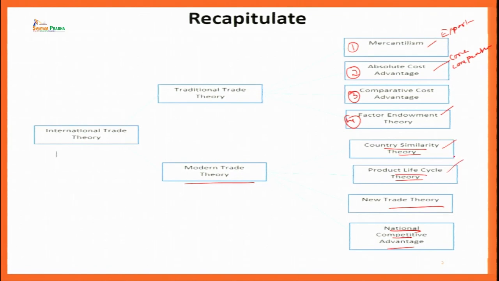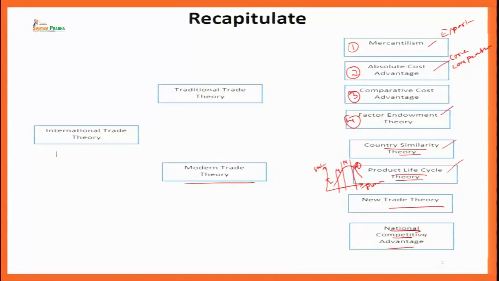Product life cycle theory talks about the different stages of the product in the market. For this we even discussed the graph of the PLC, which shows the particular stage of your product, like the introductory stage, growth stage, maturity stage, or decline stage. Depending upon the stage of your product, you will take a decision on where to confine your business, whether to move to a foreign country or not. This will be indicated through the stage of the product life cycle.